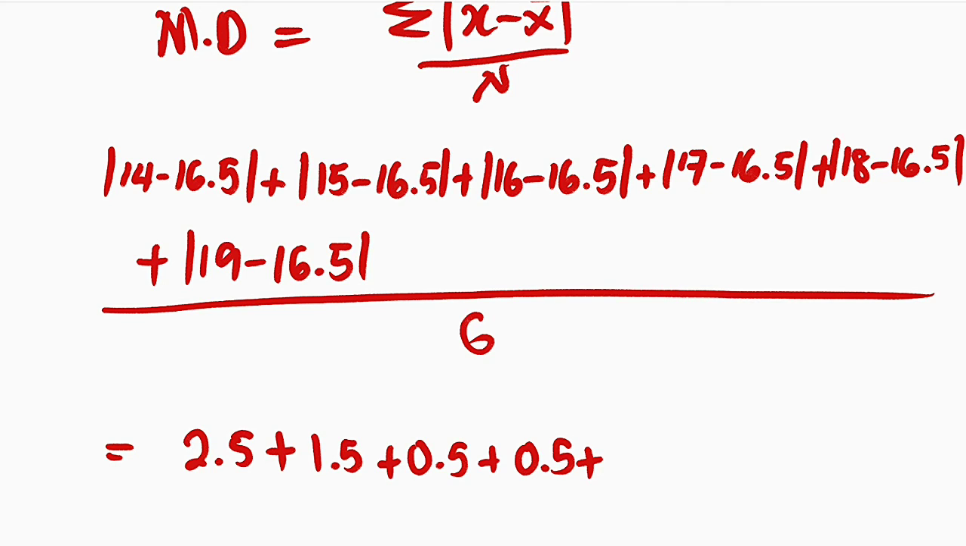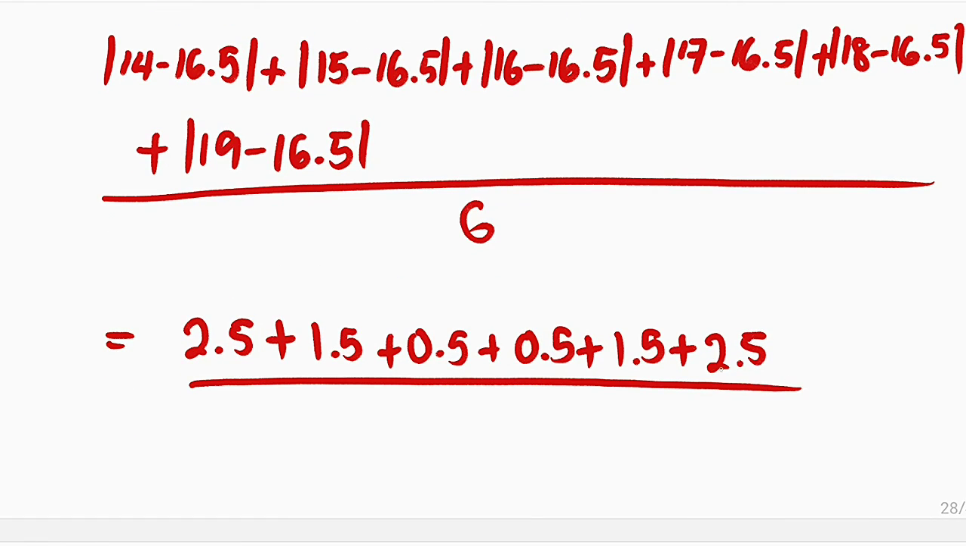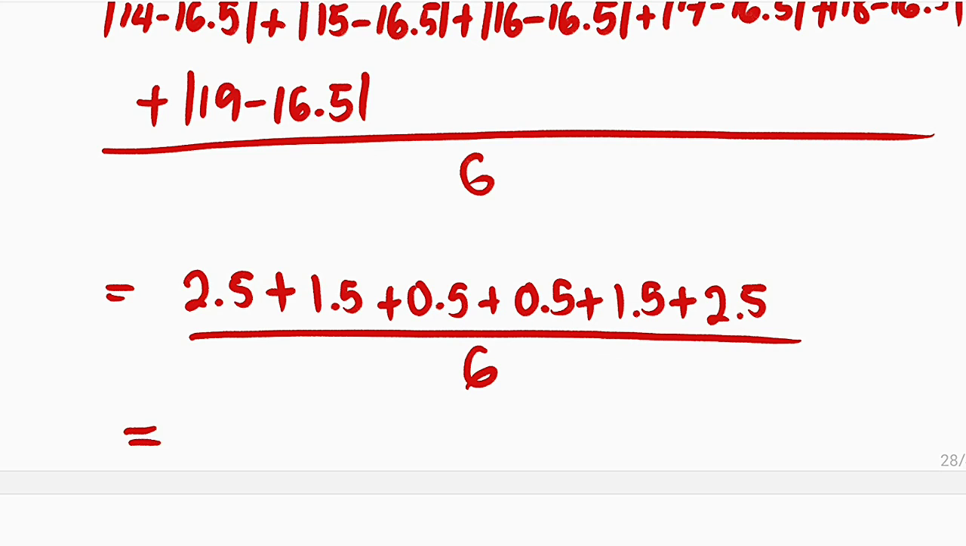Then we have 18 minus the mean, which is 1.5. And lastly, we have 19 minus the mean, which is 2.5. The whole of this should be divided by 6. Now let us add all the numbers and divide by 6. We have 2.5 plus 1.5 plus 0.5 plus another 0.5 plus 1.5 and lastly 2.5.